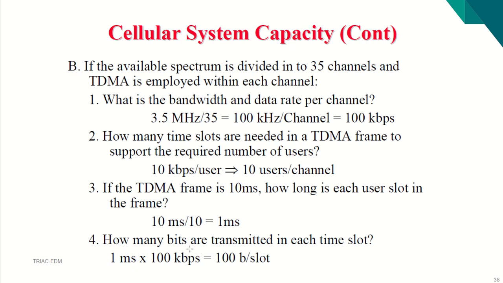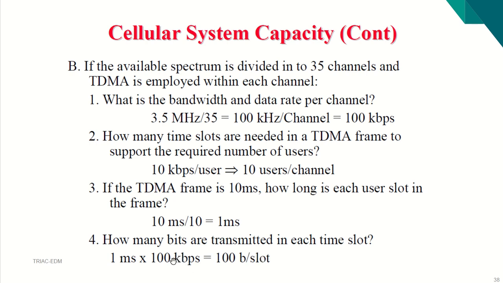How many bits are transmitted in each time slot? We have 1 millisecond for one user, but the bit rate is 100 kbps. As a result, you multiply 1 millisecond by 100 kbps, and you get 100 bits per slot.